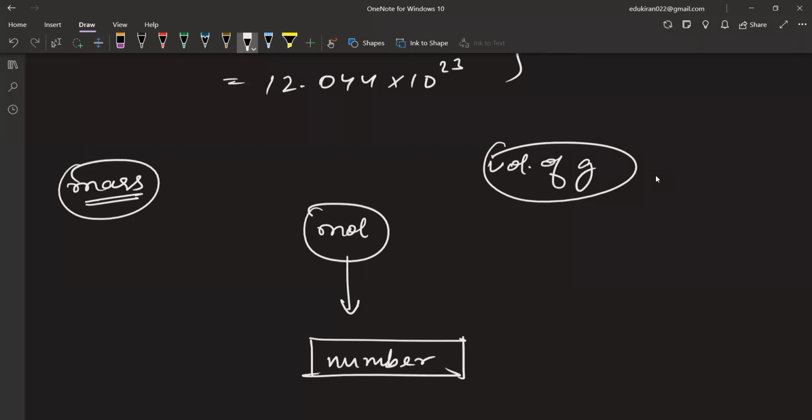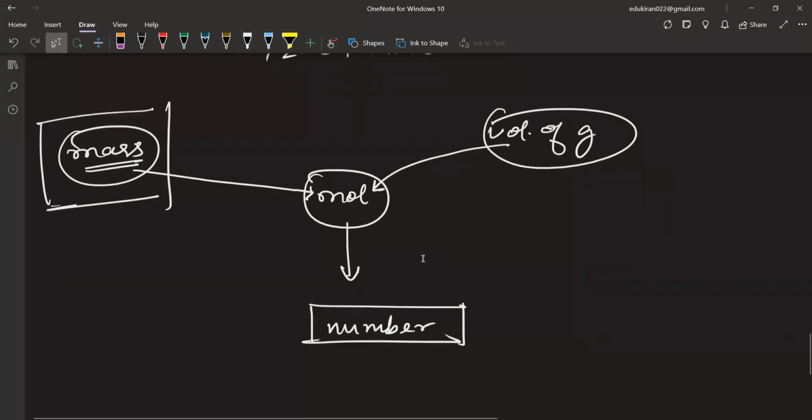They can give you three things. They can give you mass. If the mass is given, then you will calculate the mole first, and then you will go to the number. If the volume of gas is given, then you will calculate the mole first, and then you will go to the number. So we'll look at the questions regarding mass first. Okay, so please write the question.